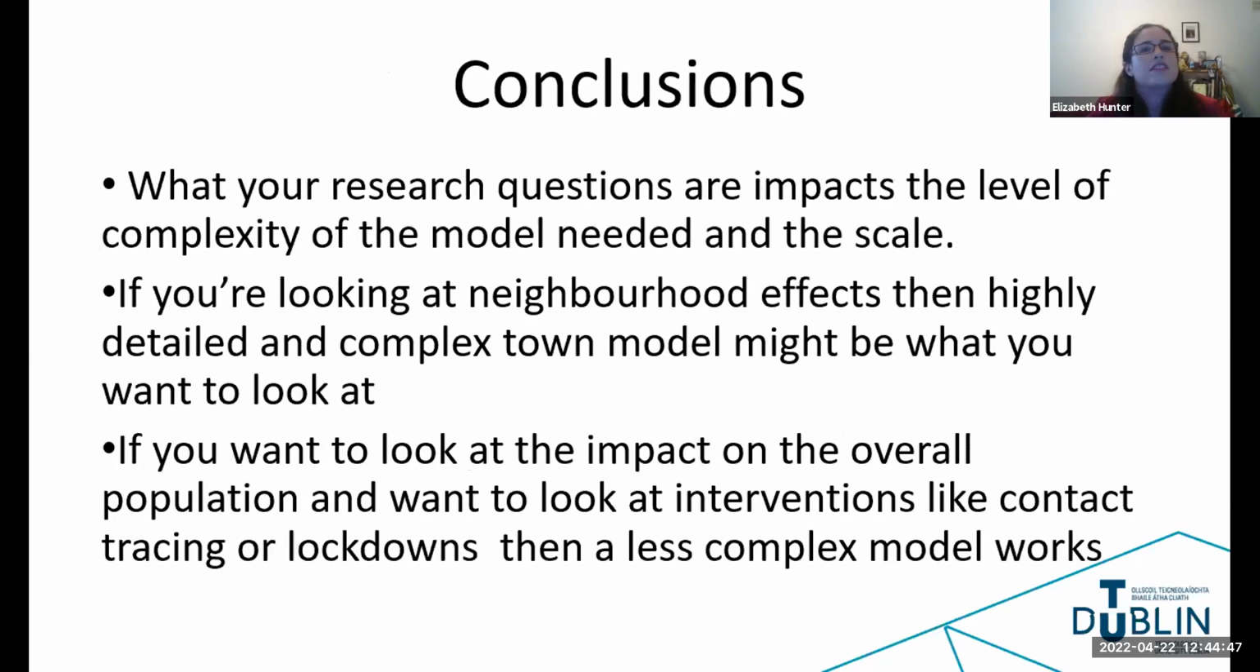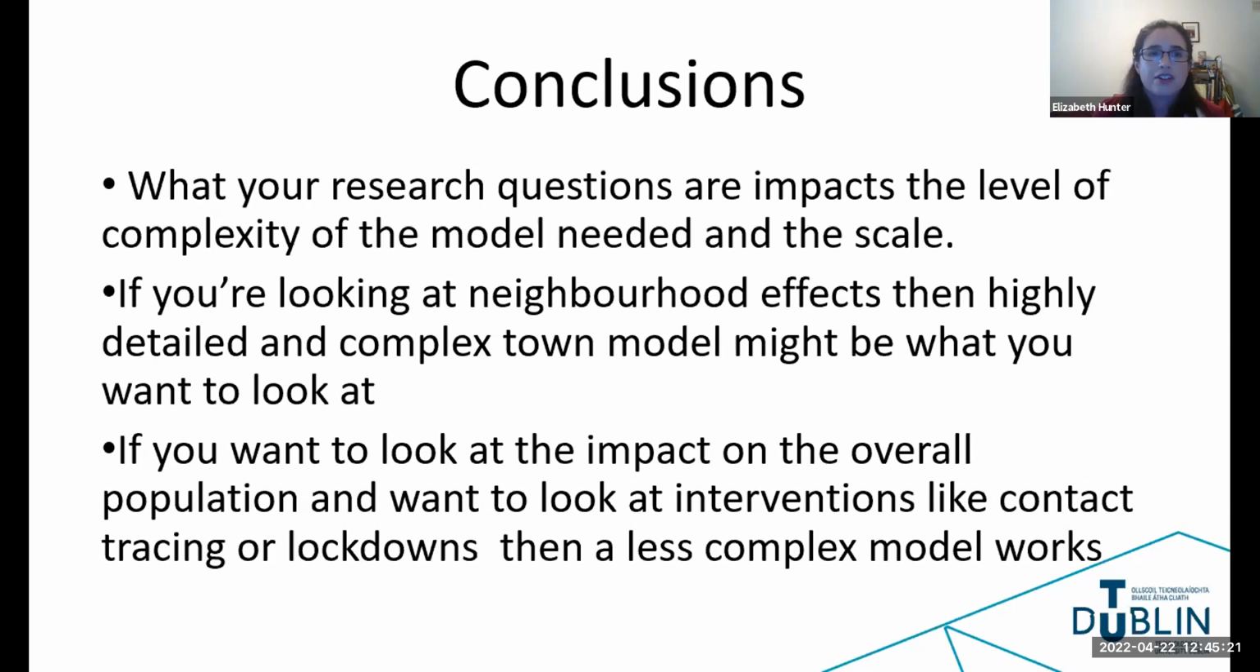And so conclusions, just what we found as we were going through these different levels of scaling of the model, is that what your research questions are and what you're looking for really impact the level of complexity of the model that you need and what scale you need. If you're looking at neighborhood effects, a highly detailed and more complex, lower scale model might be what you need. Looking at socioeconomic vaccination rates, we really need that detail to get the impacts of that. But if you want an overall population level, looking at things like contact tracing or lockdowns or the spread of disease within a network of towns, then a less complex but higher scale model might be more important to you.